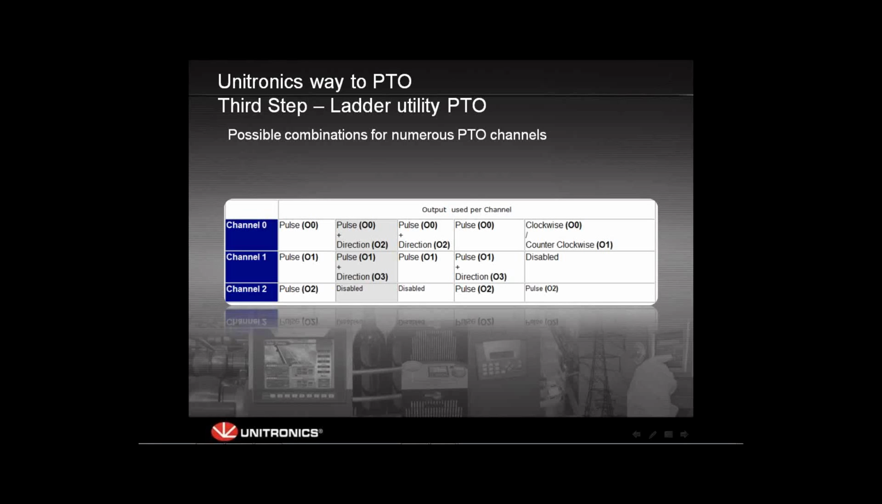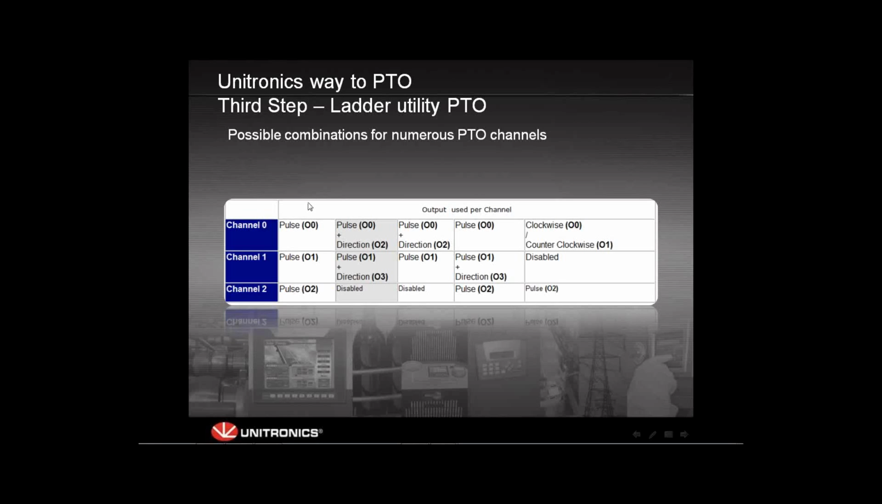Let's see the other possibilities. The third possibility is pulse and direction, and then if you choose pulse for the second channel, you cannot use the third channel. Again, the fourth combination is pulse and direction, and pulse. And the fifth is clockwise, counterclockwise, and then the second channel is disabled, and the third channel can only be pulse.